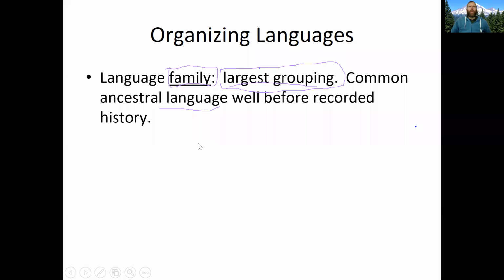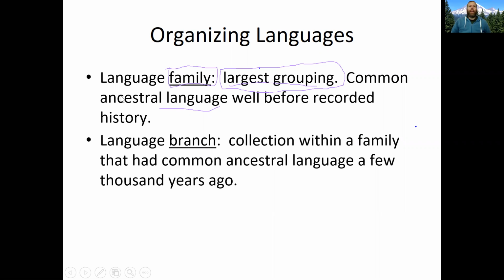And then the next division is a branch. Within the language families, every language family has branches. This is a collection within a family that had a common ancestral language a few thousand years ago. And that varies a lot. It could be a few thousand years ago, it could be 1,000 years ago, it could be a couple hundred years ago. But either way, it does have a common ancestral language, but it was quite some time ago. It's a language branch. English belongs to a language family called Indo-European, and the branch that English belongs to is the Germanic branch, okay?